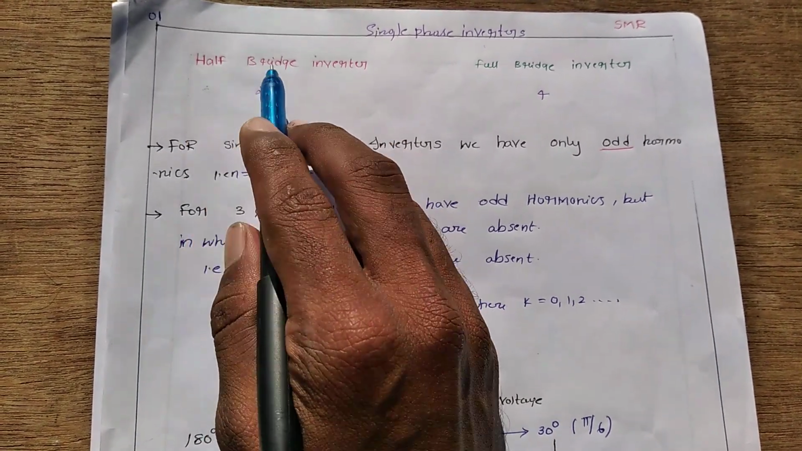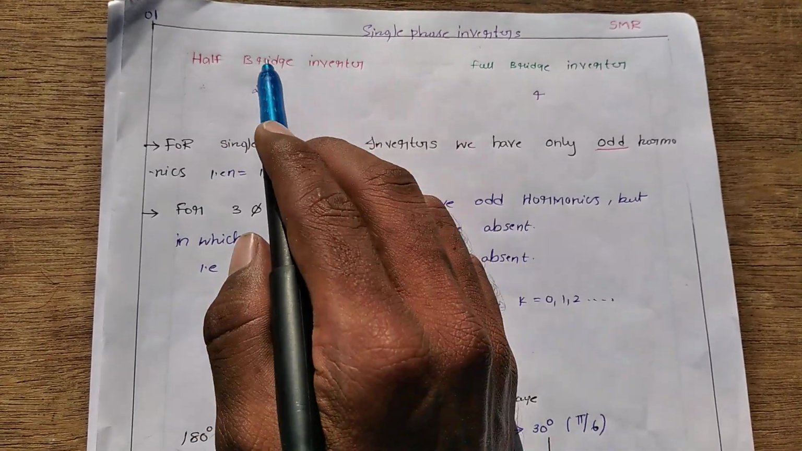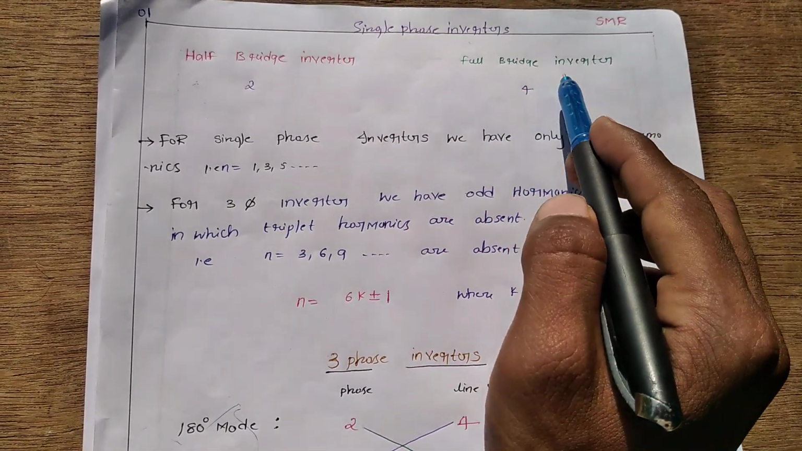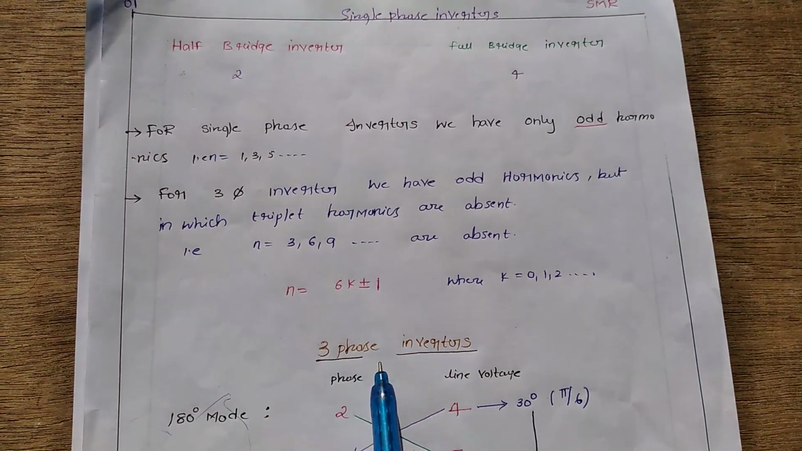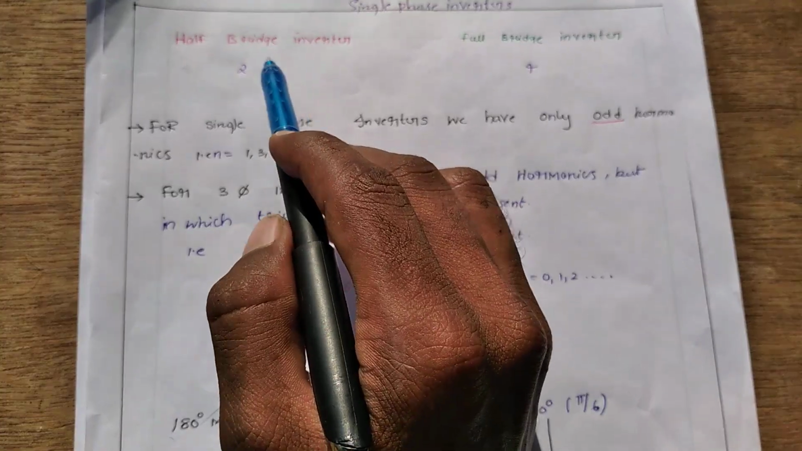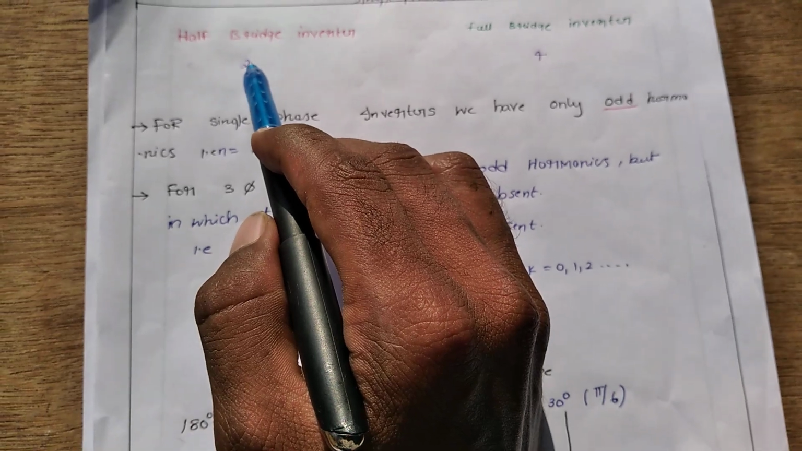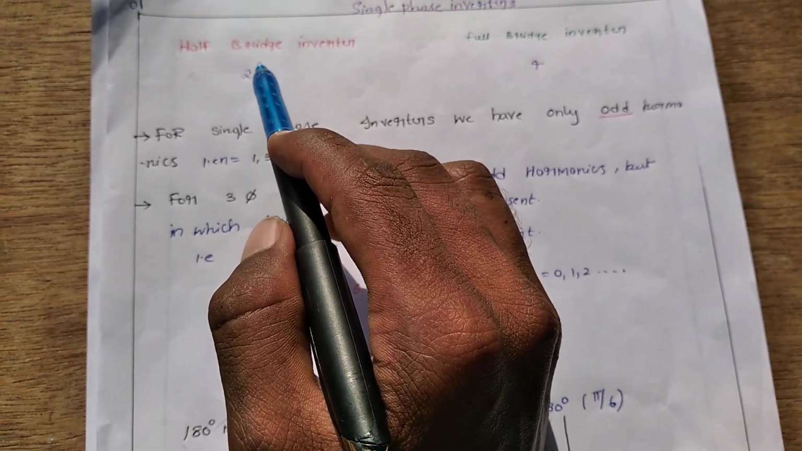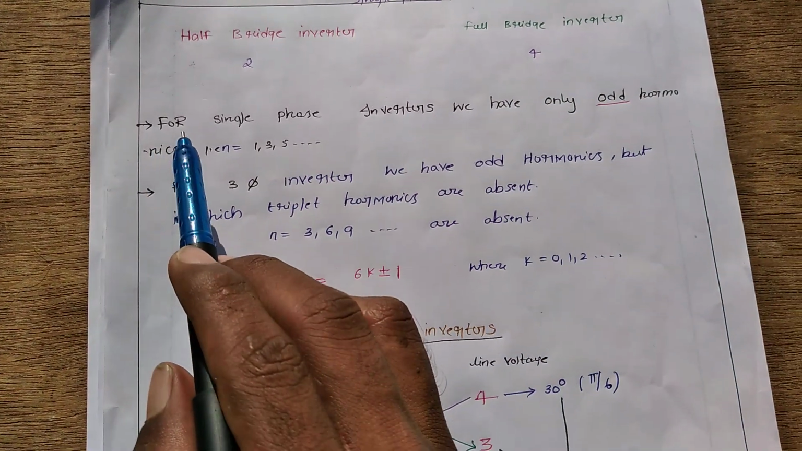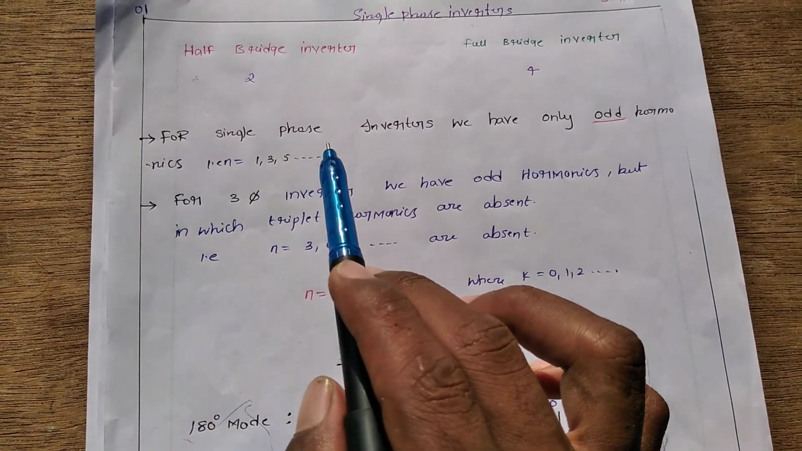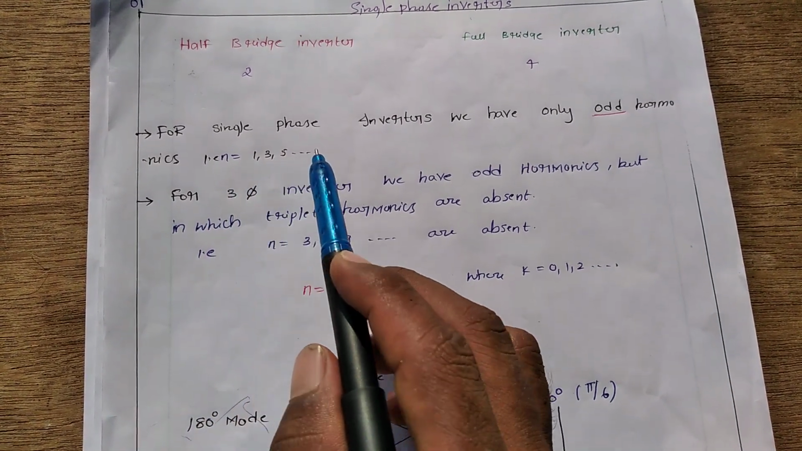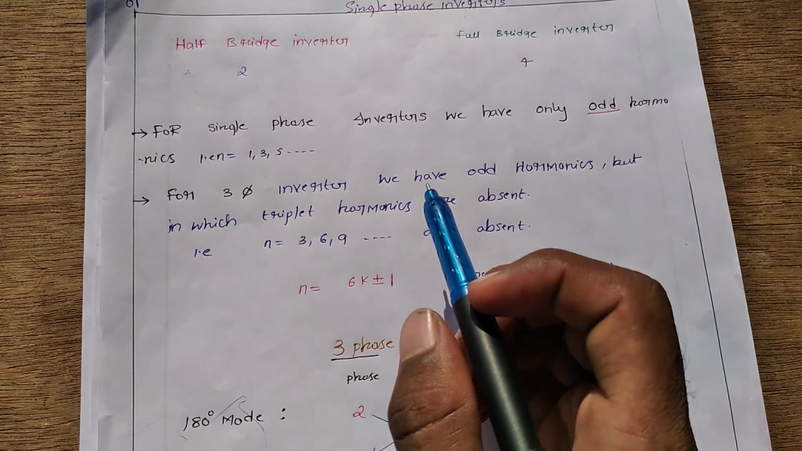So I am dividing this into three parts. One is the single phase half bridge inverter and single phase full bridge inverter, and another one is the three phase inverter. Okay, so for half bridge inverter the factor is 2, and for full bridge inverter the factor is 4. As you know, for single phase inverters we have only odd harmonics, that is n is equal to 1, 3, 5, means you don't have the even harmonics.